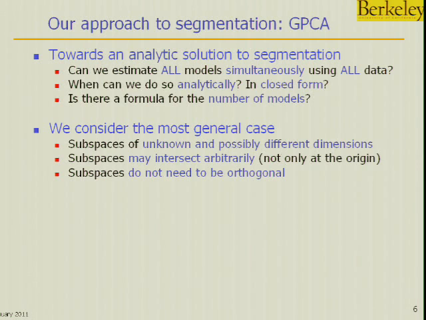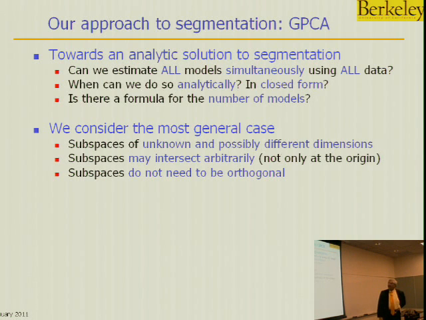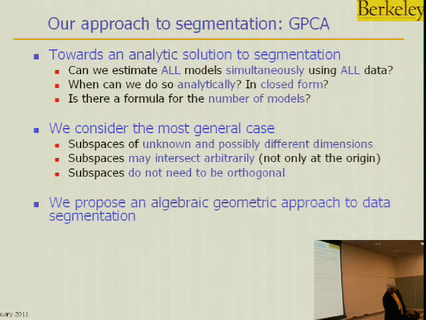Is there a formula for the number of models? We're going to assume that the subspaces are of unknown and different dimension. Because they're subspaces, they all go through the origin. That's one point that they have in common. Subspaces don't need to be orthogonal. In the statistics literature, they like subspaces to be orthogonal because that translates into being uncorrelated. Here we do allow for them to be correlated.